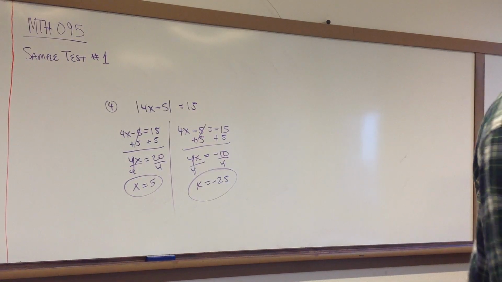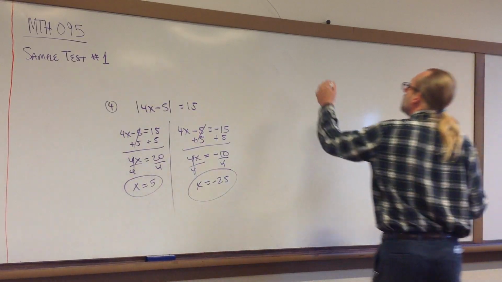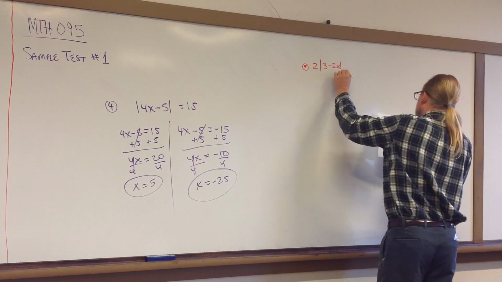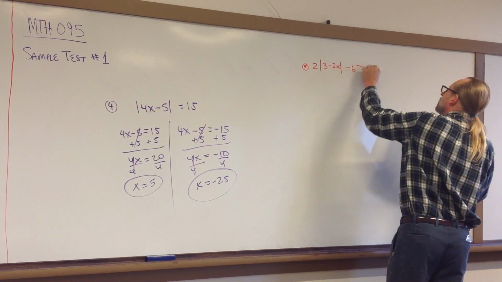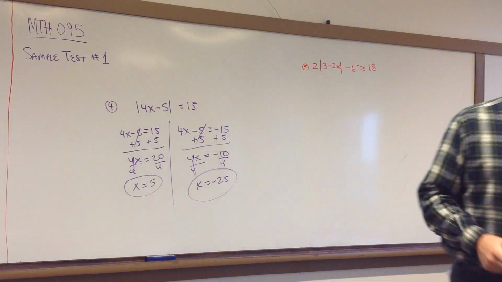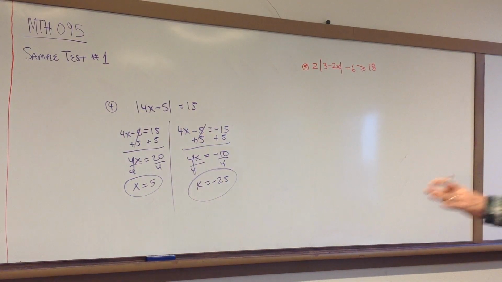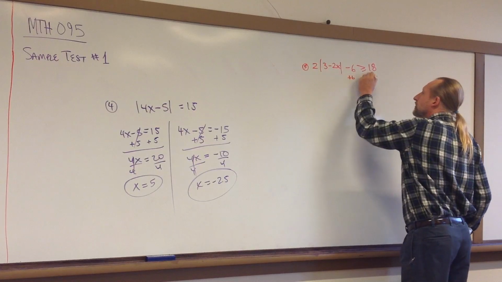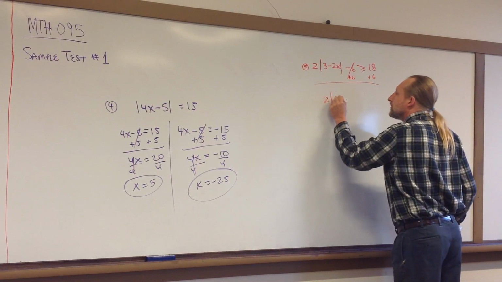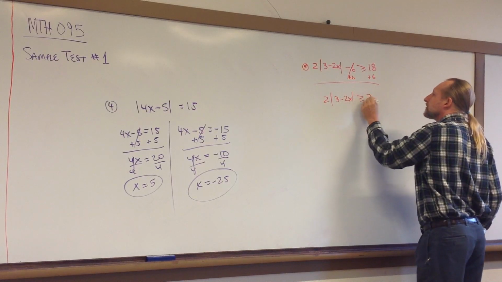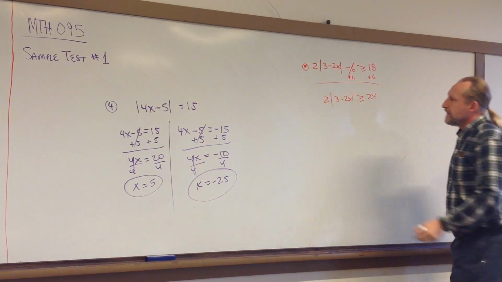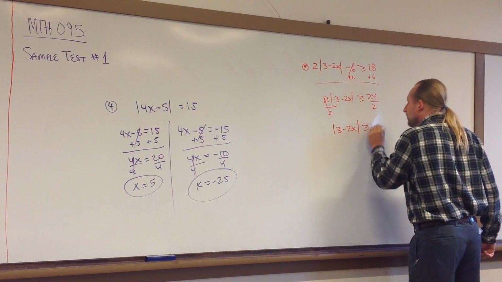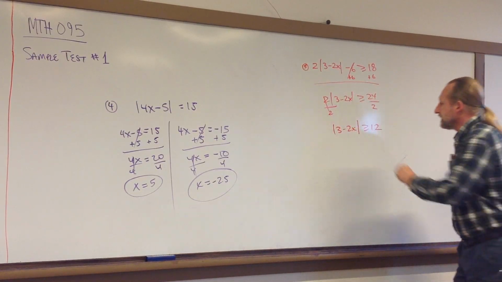Problem 5 is an absolute value inequality. So let's see here. 2 times absolute value 3 minus 2x minus 6 greater than or equal to 18. The first thing we want to do here is to get this absolute value by itself. So we're going to add 6 to both sides. 2 times absolute value 3 minus 2x greater than or equal to 24. And then divide on both sides by 2. So absolute value 3 minus 2x greater than or equal to 12. Now we've got it by itself.